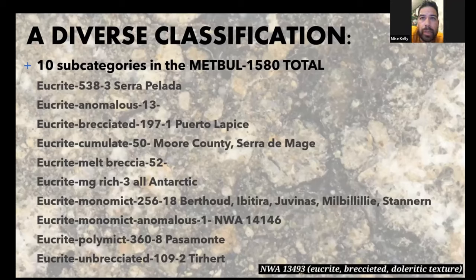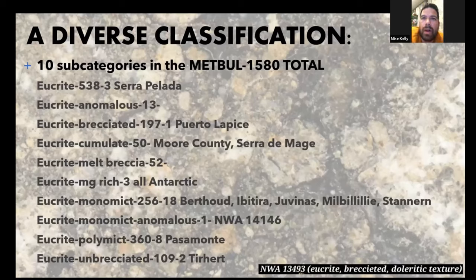And so yeah, there's 360 of those, 8 falls, and Pasamonte is very well known with great fusion crust. Not a huge amount, I think it was like 5 kilograms total. So it's not seen too often, demands a high price, but is a very, very beautiful crusted meteorite. I actually saw it in New Mexico, and it looks like a fusion crusted avocado. Just beautiful. It's just glassy. It's hard to take pictures of them because they reflect so much light coming off the crust.